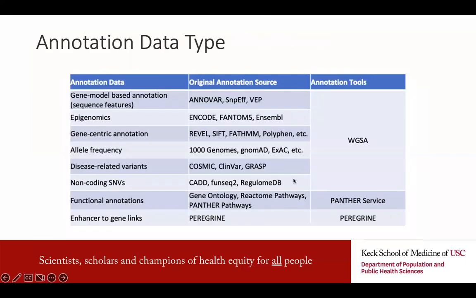And these are some of the commonly used tools that are included in, for example, WGSA and PANTHER Service and paragraph. For example, we call gene model-based annotation. It includes very well-known, commonly used ANNOVAR, SnpEff, and VEP, and it has ENCODE data in there. It has 1000 Genomes and a lot of others, right?